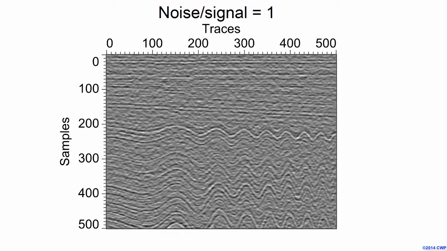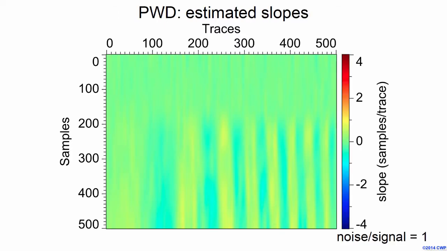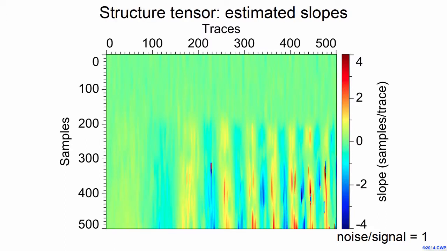And for a noise to signal ratio equal to 1, the plane wave destruction filter method is really not estimating very high slopes at all, as is the structure tensor method, but again, in some areas we're able to estimate these higher, closer to the correct slope values. So something that hopefully is troubling you, and I know it troubled us, was why are two of the most commonly used methods for estimating slopes, why is one struggling a little more than the other?